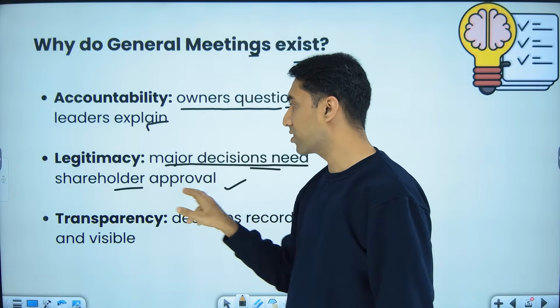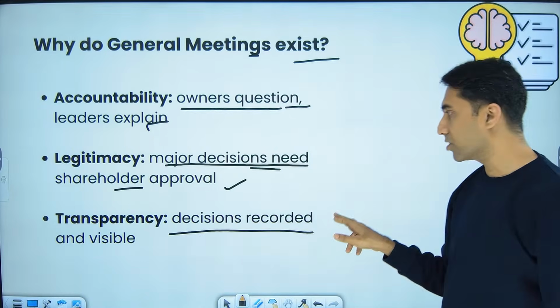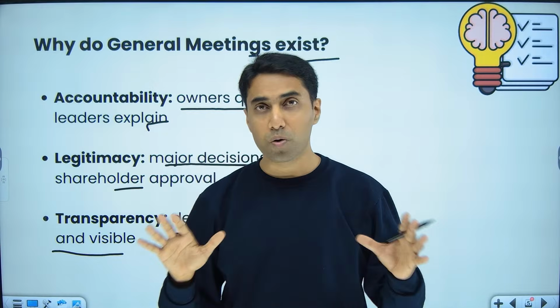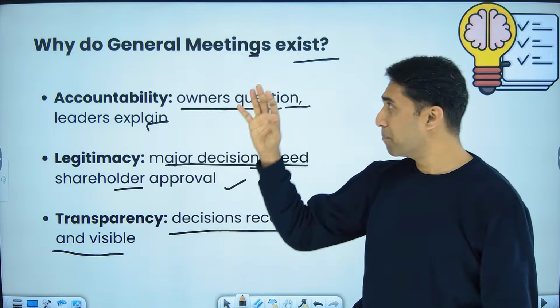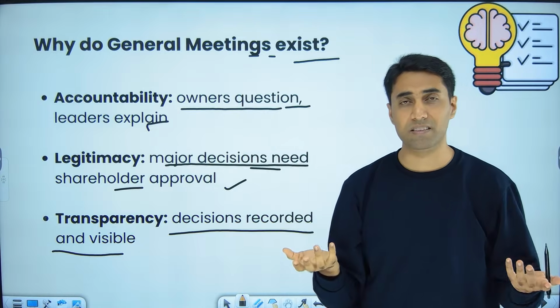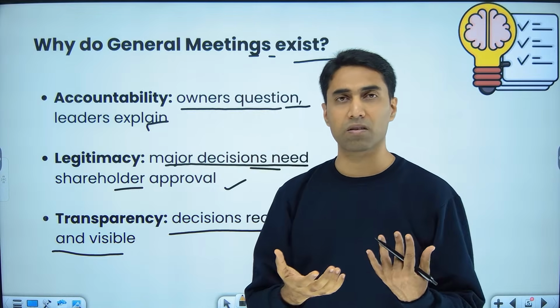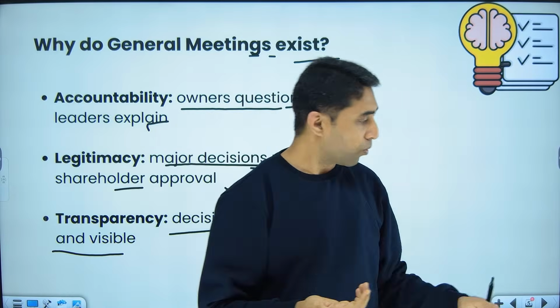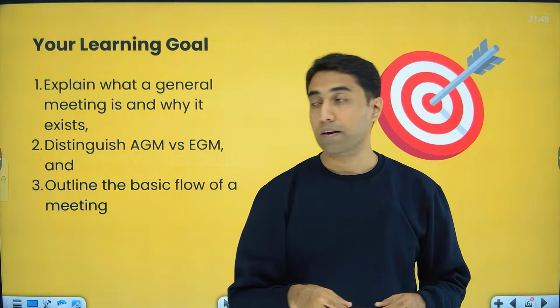So major decisions need shareholder approval. Transparency: decisions are recorded and should be visible. There should be no secret. In simple terms, there are many reasons why we do general meetings, but you should understand the background. Before you even go into section 96, you should understand the background of why this is actually required.